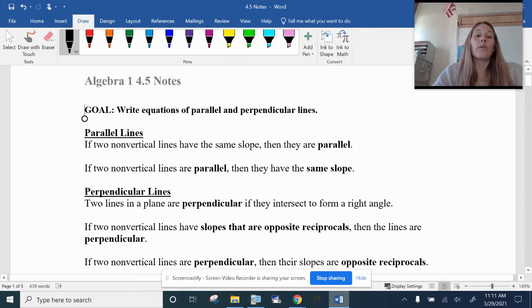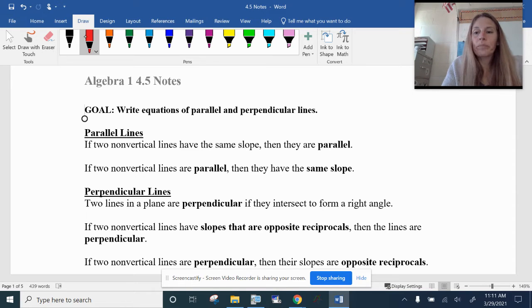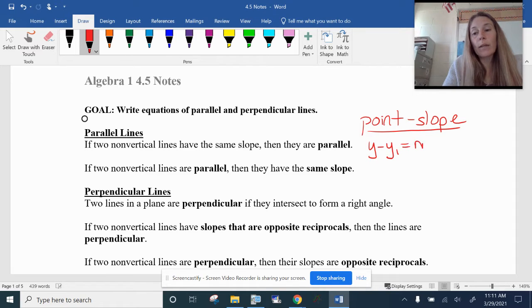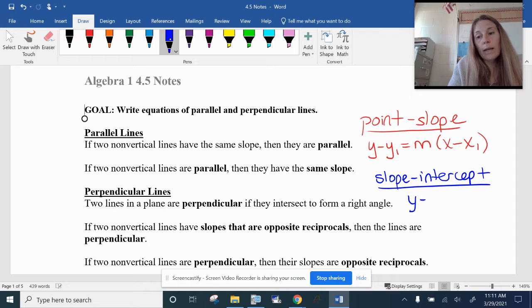Okay, so today we're going to go over lesson 4.5, which is writing the equations of parallel and perpendicular lines. Just a quick review of a couple of the formulas that we will be using. If you remember from an earlier lesson, we have point-slope form, which is y minus y1 equals m times x minus x1. That would be one that we will be using, as well as slope-intercept form, which is simply y equals mx plus b.